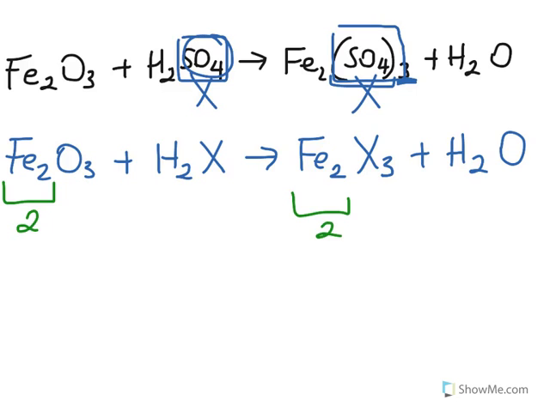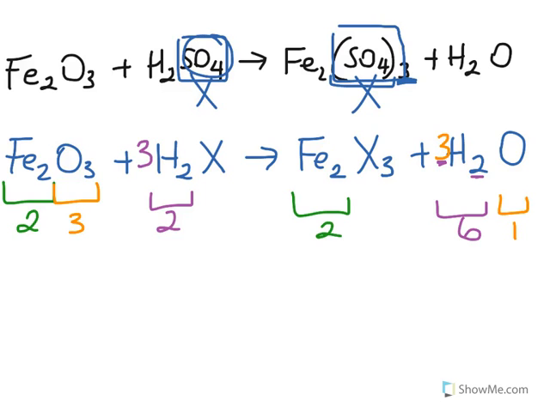Going along to oxygen, we have 3 oxygen here. And going on this side, with the water, we only have 1. So to balance that out, let's put a 3 in front of the water molecule. Alright, let's have a look at hydrogen. We have 2 hydrogens on this side, and having a look here, we have 3 times 2, which gives us 6. So to balance it out on the other side, let's put a 3.